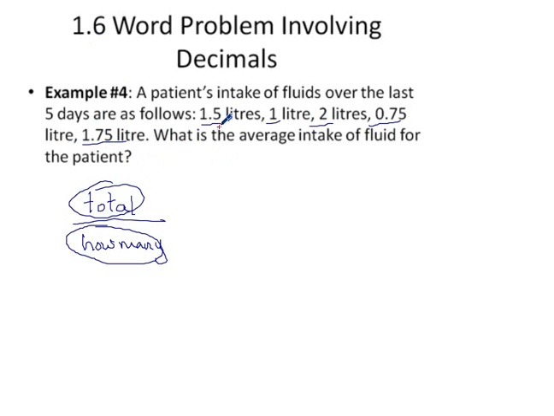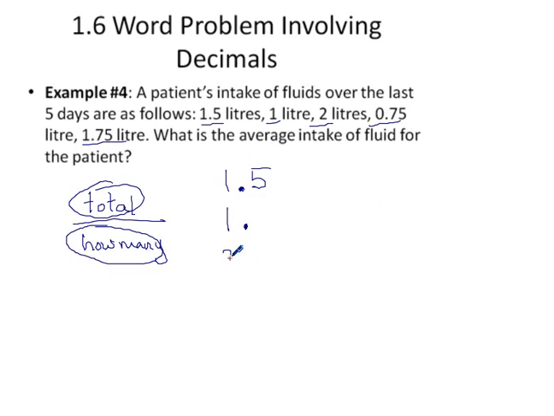Now, when we add these, they're decimal numbers, so what's the rule when you're adding decimals? What do you have to do when you're setting up the sum? You have to make sure your decimals are all in a column. So 1.5, then we have 1. 1 means 1.000 and so forth.